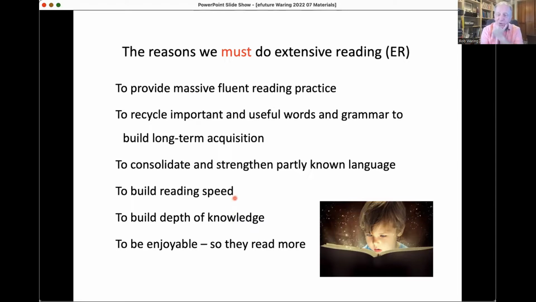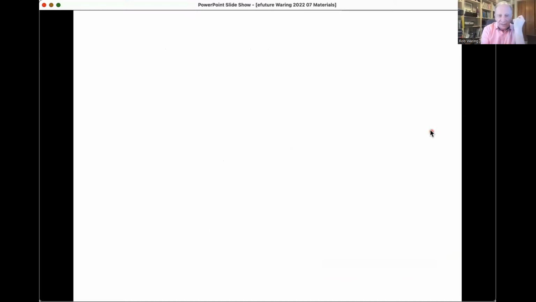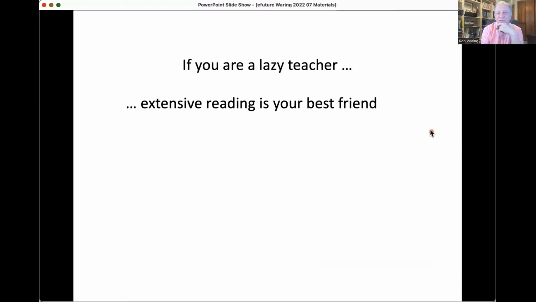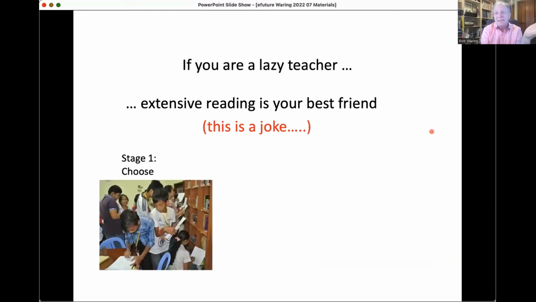Build reading speed so you can read naturally, build depth of knowledge, and of course, hopefully be enjoyable. So approaching extensive reading is a very, very easy thing to do. A joke that I make sometimes is that extensive reading is very good if you're a lazy teacher. It's your best friend. Of course, I'm joking here, but actually, extensive reading at one level is a very easy thing to do. It has 3 basic stages.